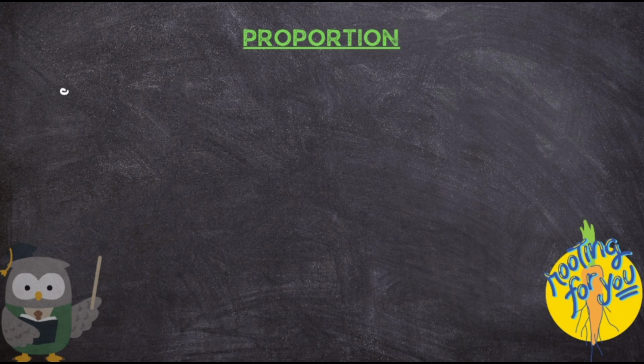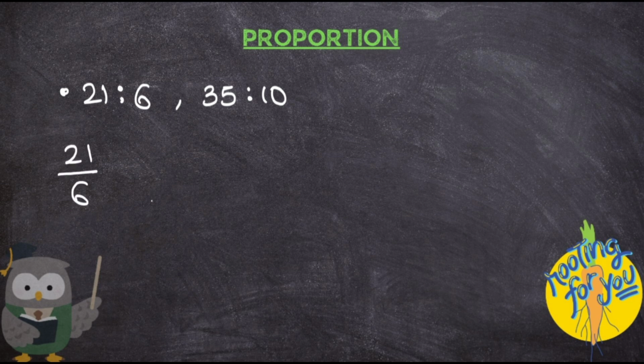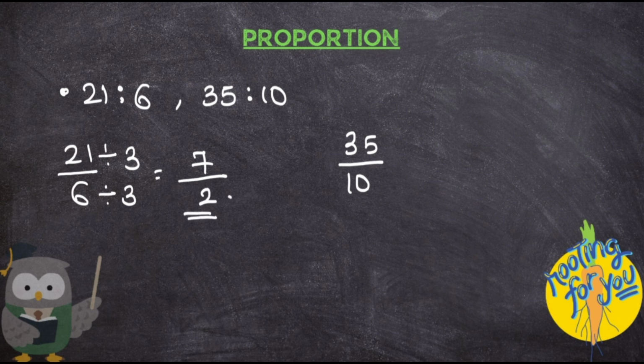This question you can try to solve with me. 21 is to 6 and 35 is to 10. First step, 21 is to 6, you convert it into fraction. So it will be 21 upon 6. And 35 is to 10, you convert it into fraction, 35 upon 10. Now 21 and 6 both go in the table of 3. So divide by 3, divide by 3. The answer will be 7 upon 2. You got this fraction in simplest form.